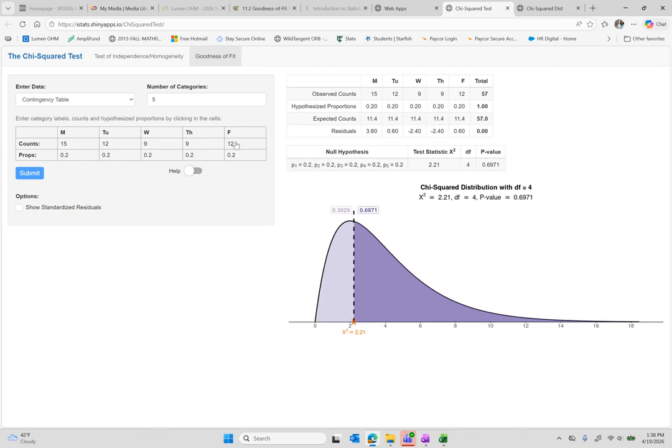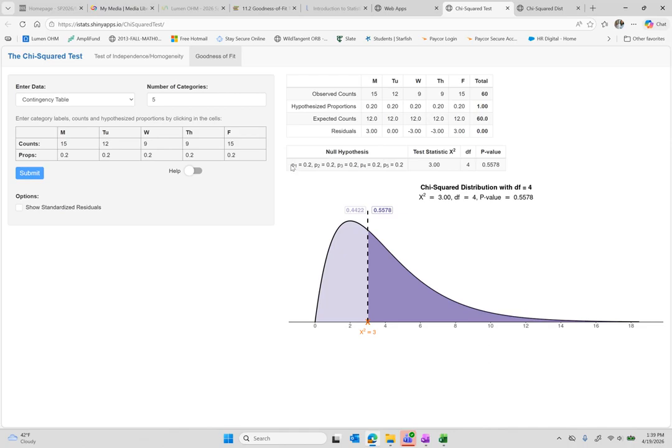I made a mistake. My Friday, you see how the total here says 57. I should have said that my Friday is 15. So let's fix that and submit again. There we go. So now we are back to our normal values. So 15, 12, 9, 9, and 15 for a total of 60. Uniform proportions here, expected counts of 12, residuals of 3, 0, -3, -3, and 3 with a sum of 0.